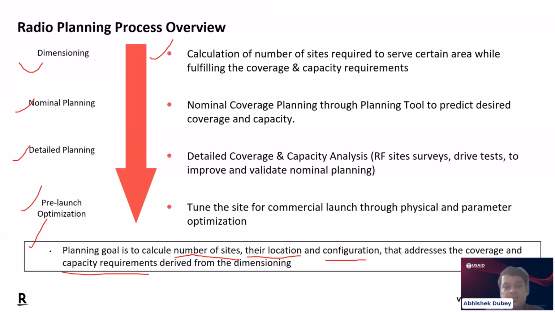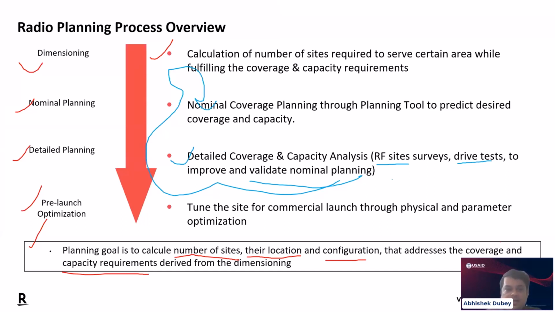Once nominal has been planned, the next one is detailed coverage planning. For this coverage and capacity analysis, you have to perform a site survey and the drive test. Based on the drive test and the site survey, you will be validating your nominal planning and changing it. Let's say the site survey says that the nominal you have planned will not fulfill the desired coverage. There could be an area where coverage cannot be reached, so you have to change your nominal again.